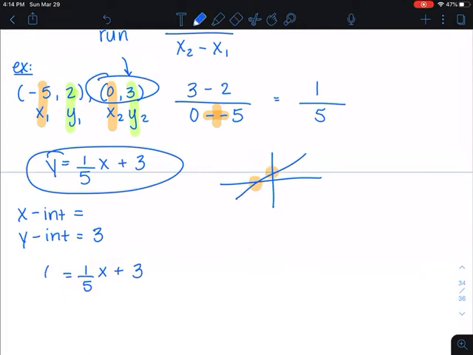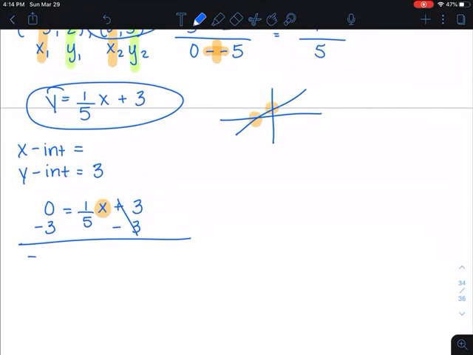But instead I'm going to say that my y is equal to 0. Now we're going to solve for x. The opposite of plus 3 is minus 3. Minus 3, these cancel. Let's go back to algebra. So 0 minus 3 is -3.